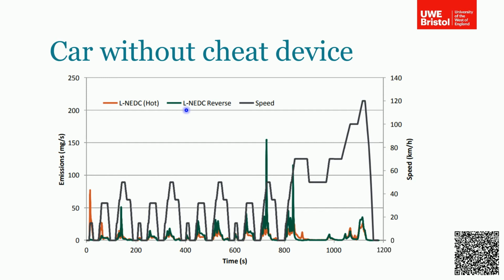And also they ran it in reverse, to try and trick the car into thinking that it's not being tested. So the green line is actually going back this way. And again, you can see there are some spikes in here, but generally for this vehicle, it meets the limits. Whether it's run hot, cold, forwards, or backwards, it behaves as it should.